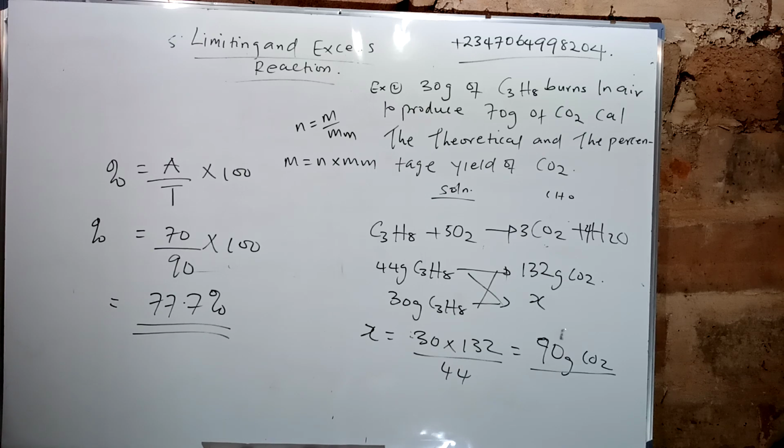So this is easy. Whenever they give you this thing, try to convert it to mass ratio so that you can get your theoretical yield immediately in mass, and from there you can calculate your percentage yield.